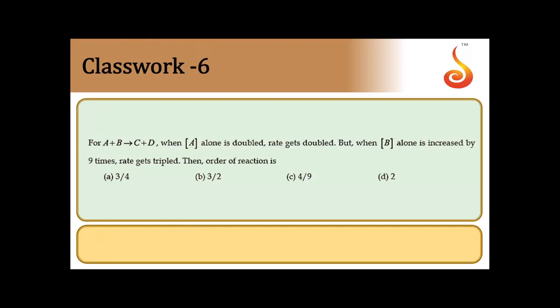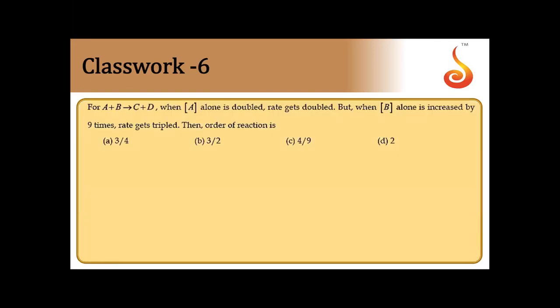Next one. For A plus B giving rise to C plus D, when A alone is doubled, rate gets doubled. But when B alone is increased by 9 times, rate gets tripled. What is the order of reaction? When A alone is doubled, rate doubles. When B is increased by 9 times, rate changes by 3 times, tripled.